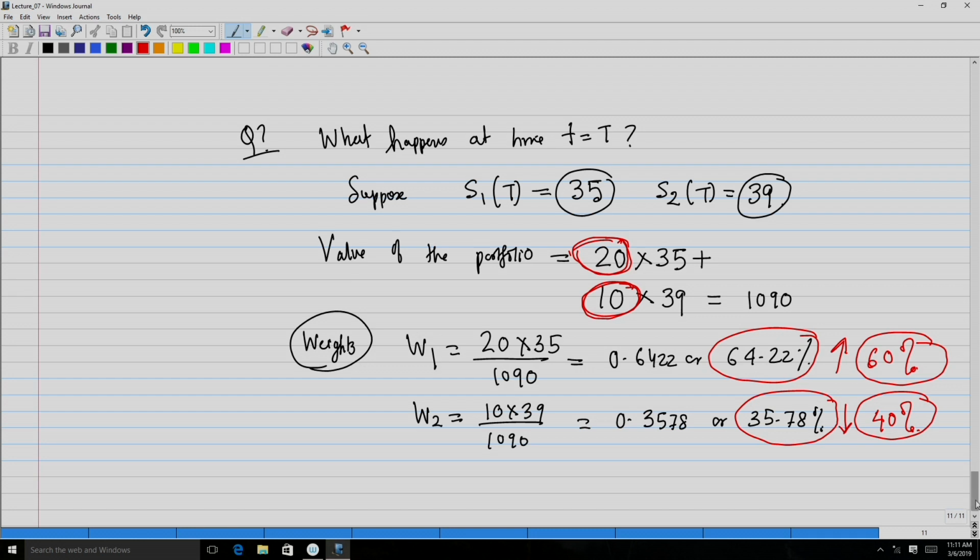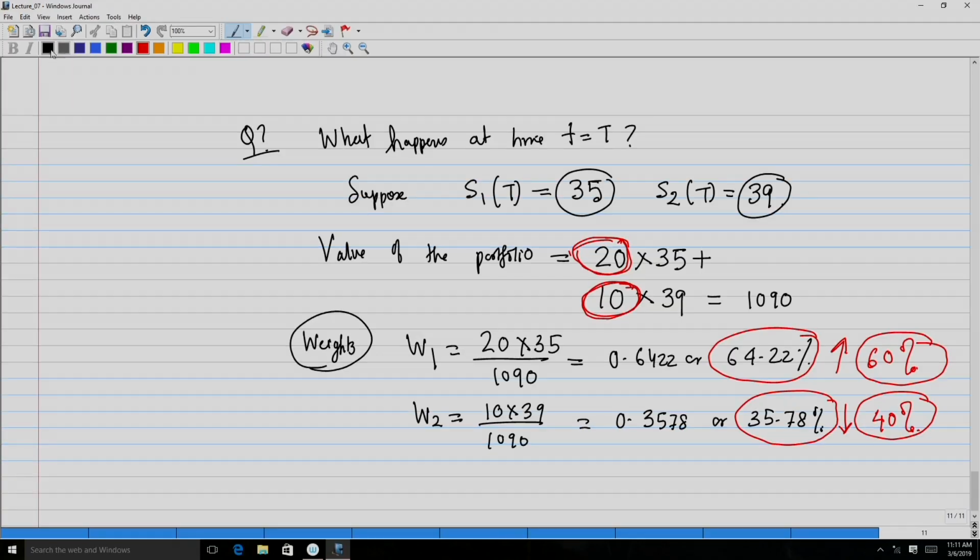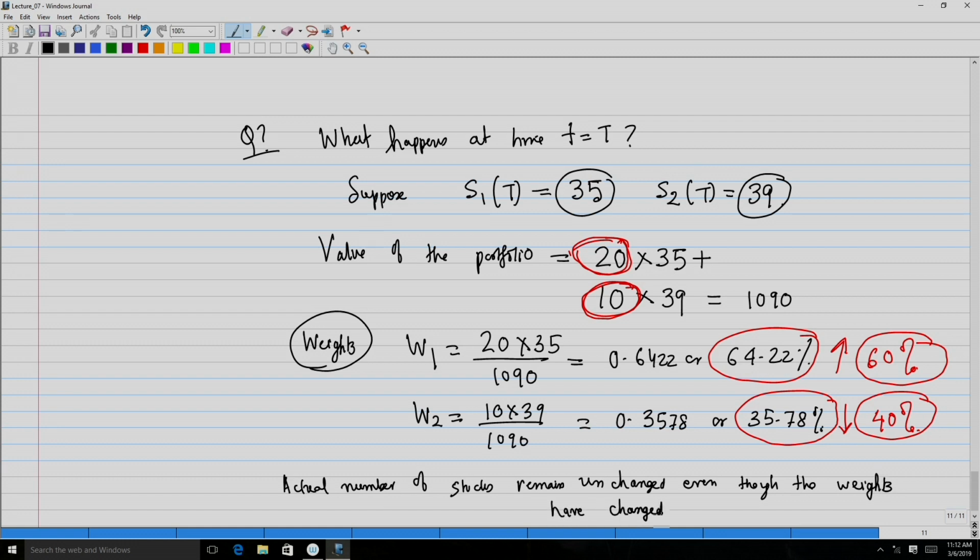So, you see, this is an illustration of why weights play such an important role when you are discussing portfolio theory. So, I can conclude by making the statement that the actual number of stocks remains unchanged even though the weights have changed.